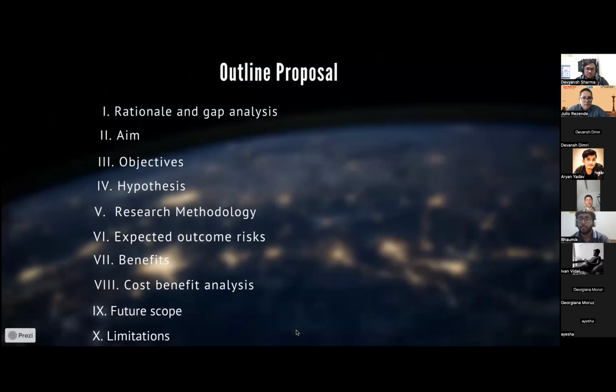The outline proposal for such a project consists of the following: rationale and gap analysis, aim, objectives, hypothesis, research methodology, expected outcome, risk, benefits, cost-benefit analysis, future scope, and some limitations and risks.